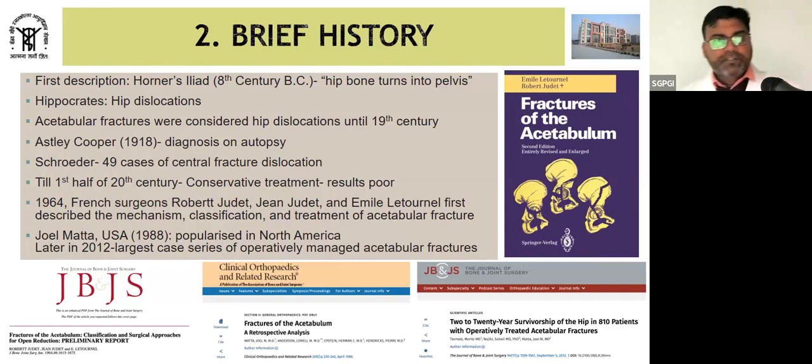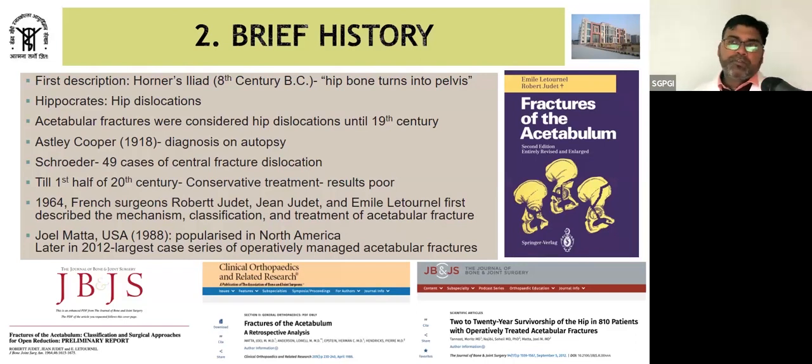There were 49 cases of central fracture dislocation that were described by Schroeder. At that time, the First World War and then the Second World War were going on, and the results of these patients were invariably poor, because all those patients were managed conservatively. Till the first half of the 20th century, the management was conservative, and so the results were poor. However, there was a surgeon by the name of Émile Letournel, who was studying in France while doing his graduation. And that institute had to be shifted to Scotland during the Second World War.